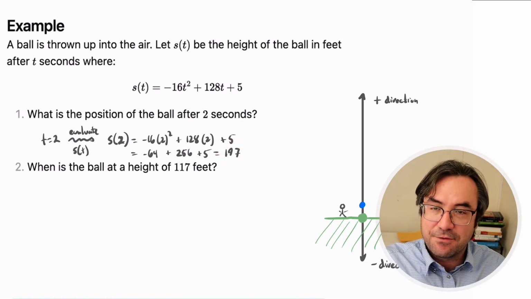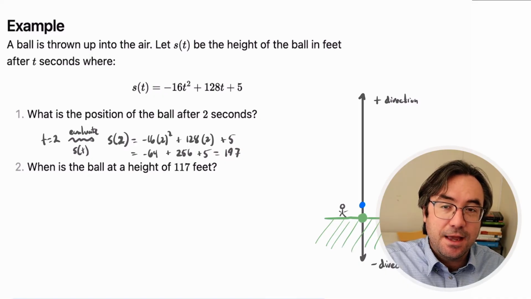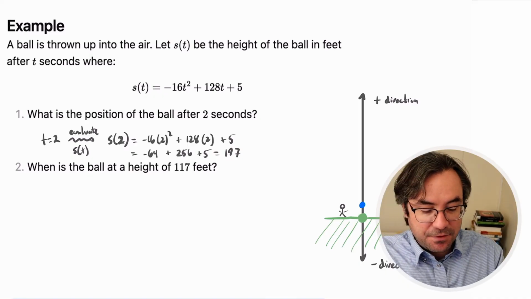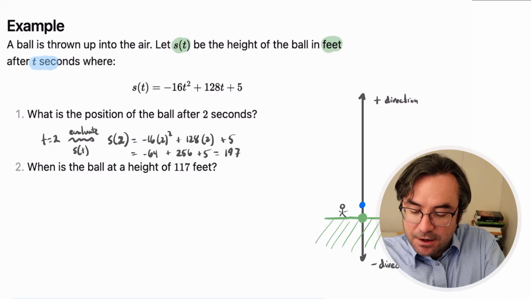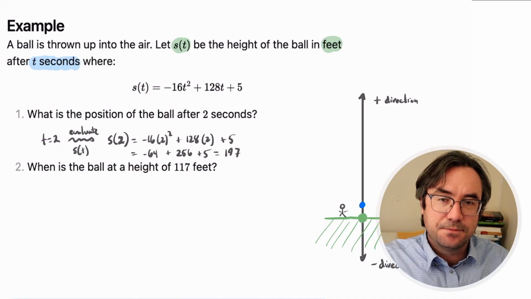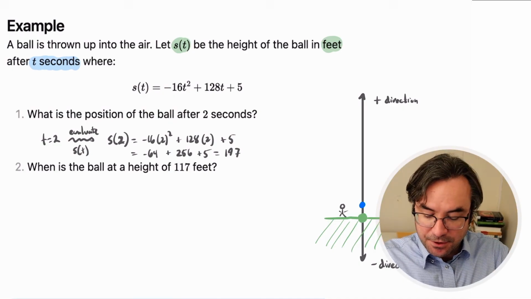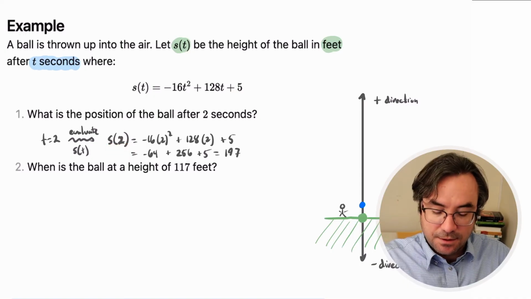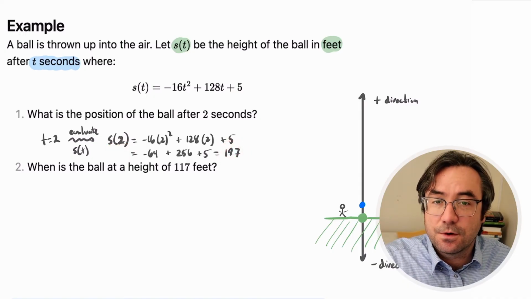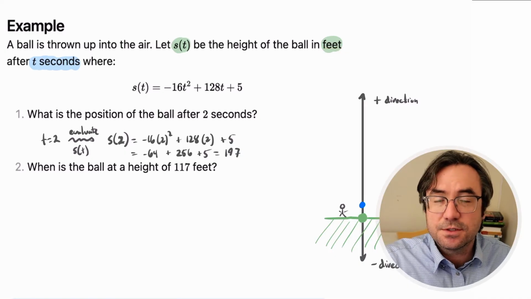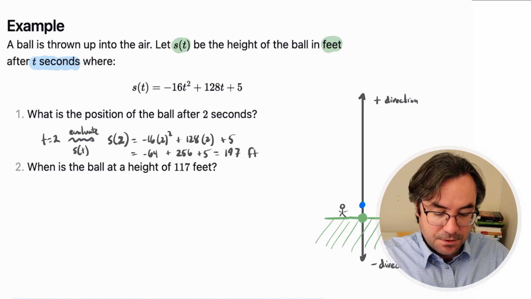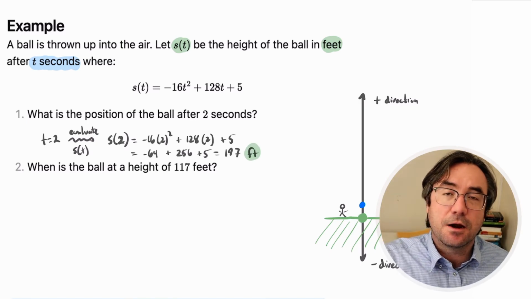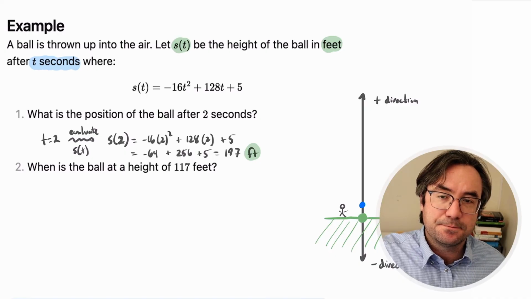Now, whenever we're dealing with these application type problems, we want to look for units. In this case, the units of our function are in feet, and the units of our variable are seconds. Because we evaluated our position function, the units for this value are going to be the units of our position function. So it's just going to be feet. The position function is telling us our ball is 197 feet up in the air.